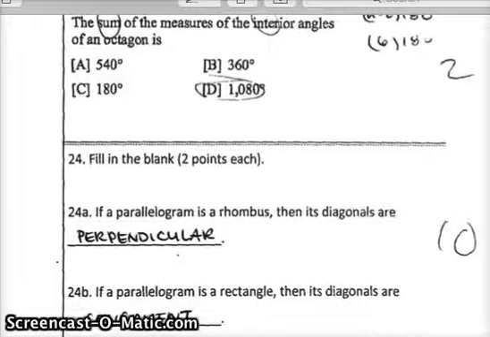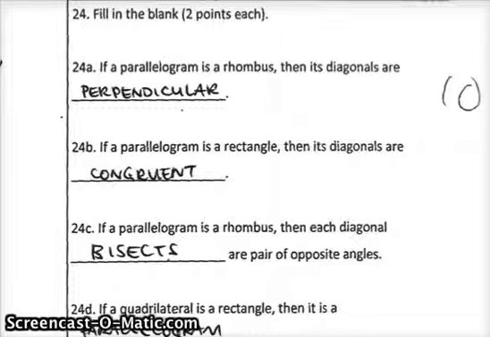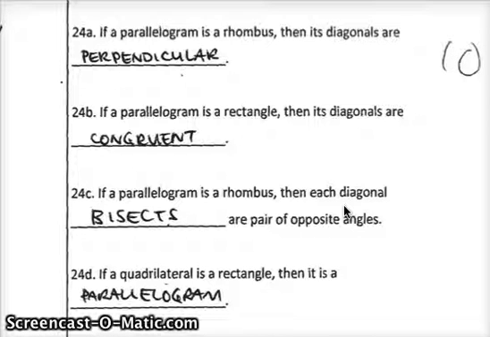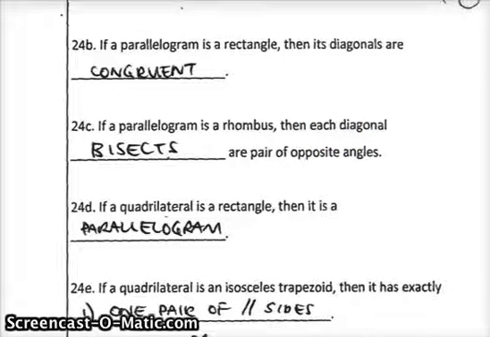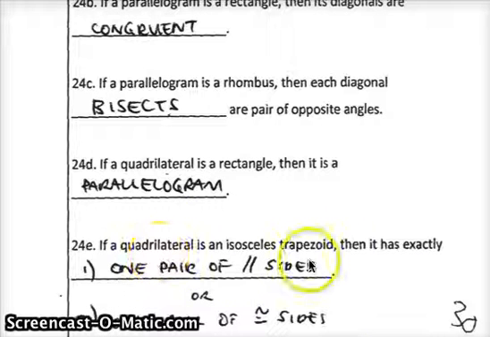Question number 24. Fill in the blank. If the parallelogram is a rhombus, then its diagonals are, these are just the properties. So you could just write those down. Perpendicular, congruent, bisect. 24D is parallelogram. And the last one, again, just another properties question. If the quadrilateral is an isosceles trapezoid, then it has exactly, you could put either of these answers because you're just naming a property of that. Okay?